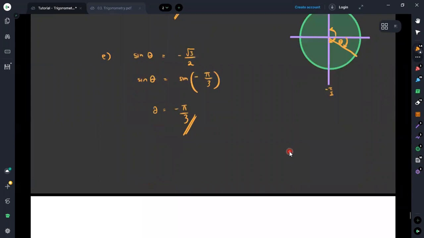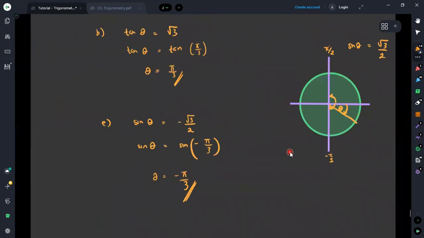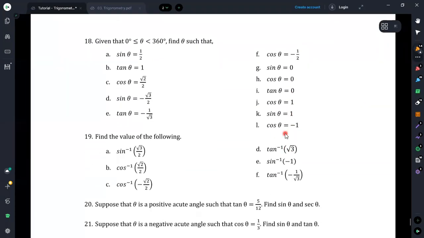Now we will move to the discussion of question number 18. Here it is given that theta is in between 0 and 360 degrees. It is given in degree measures, and I will take consideration of part A. We'll take part C, then part E, part F, and I will take these values for the calculations and discussions.